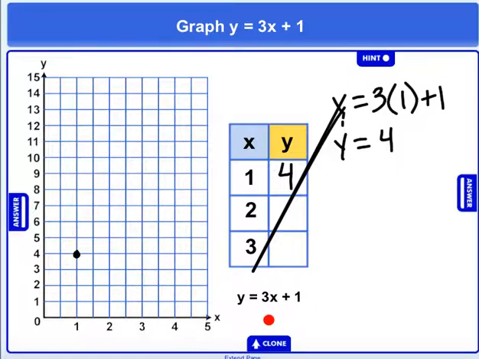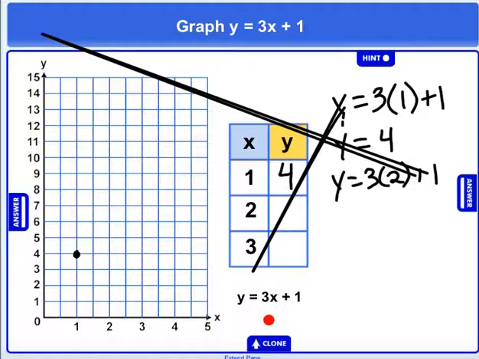So I'm right here. And then I'm going to do that same thing for 2. y equals 3 times 2 plus 1, and that gives me 6 plus 1 is 7. I do it for 3. 3 times 3 is 9 plus 1, that's 10. So I plot my other values, 2, 7, and 3, 10, there we go. And I check to make sure that I'm correct.